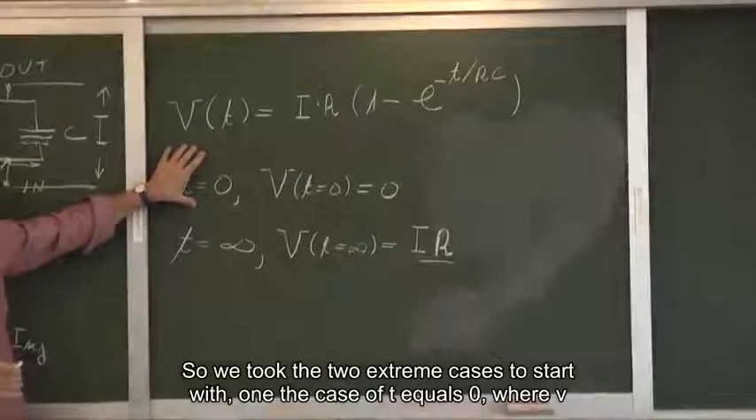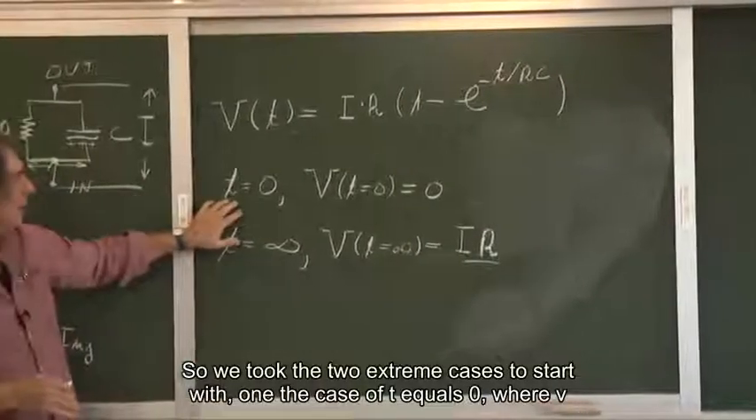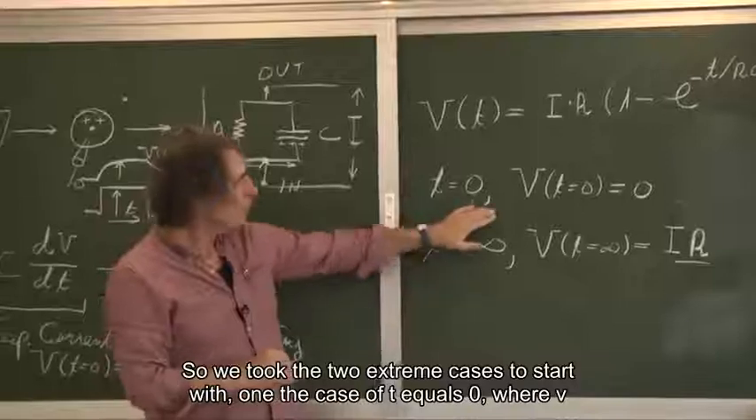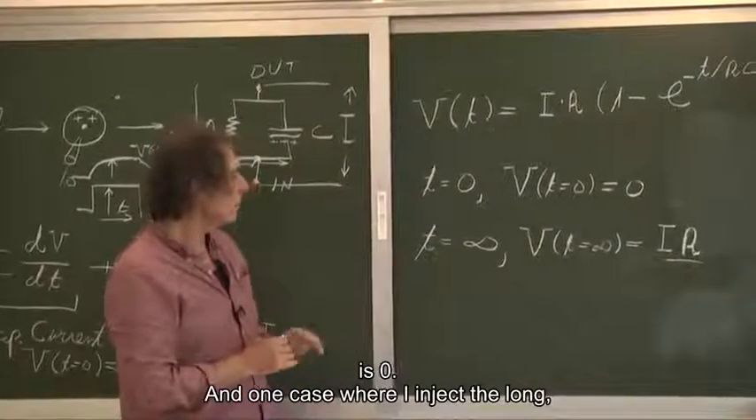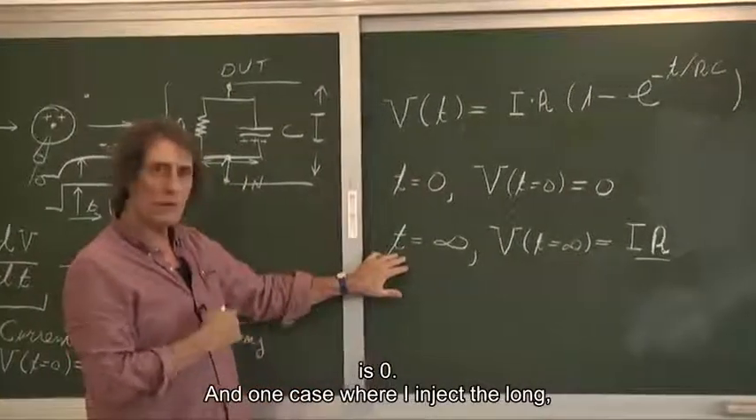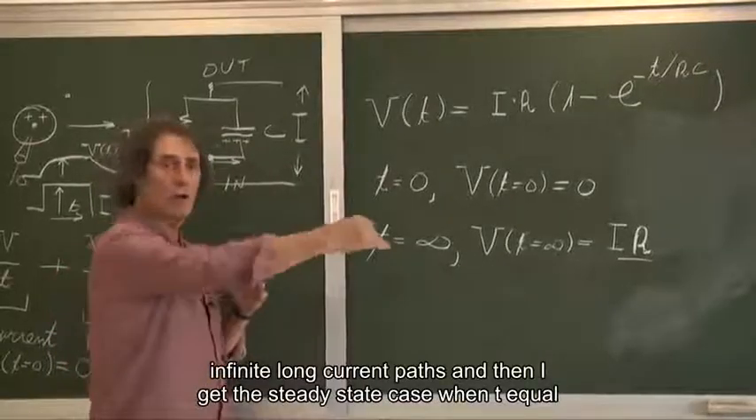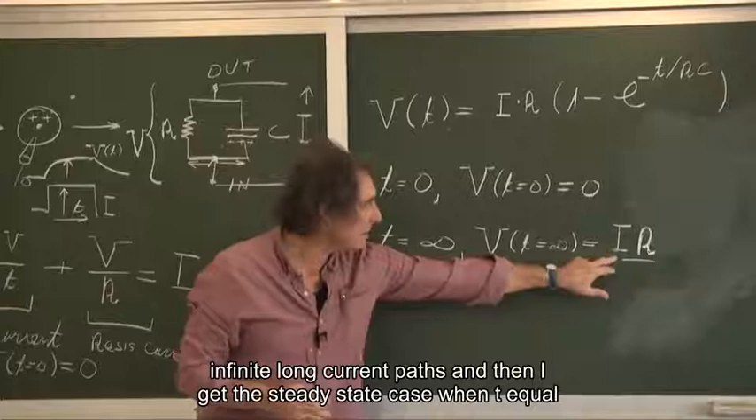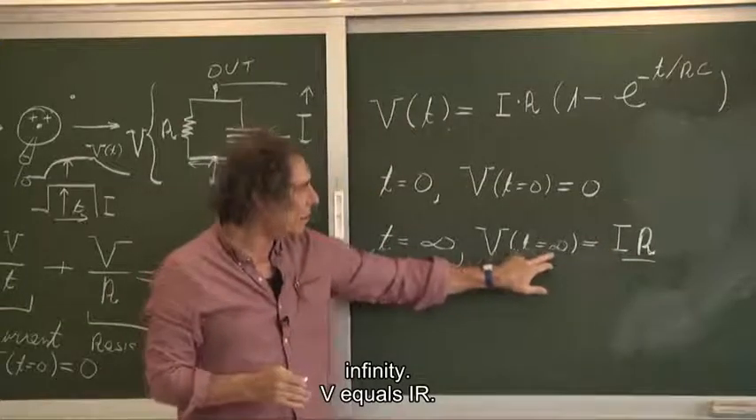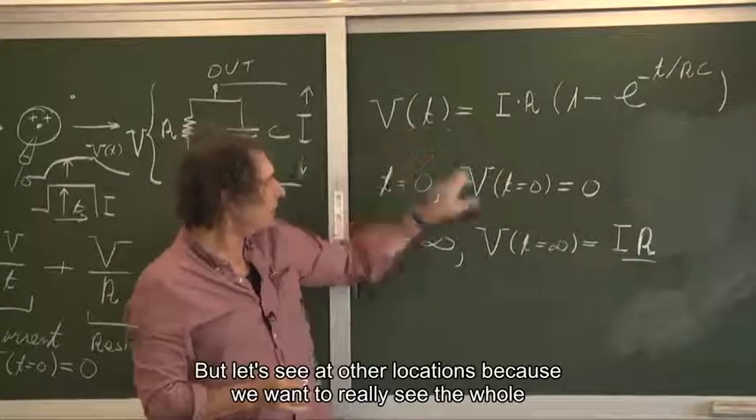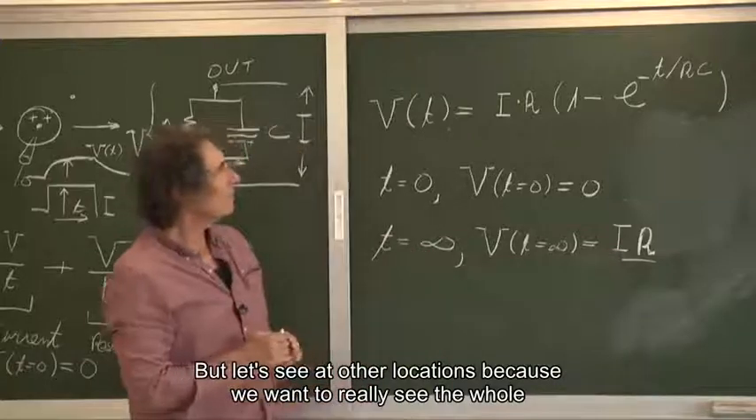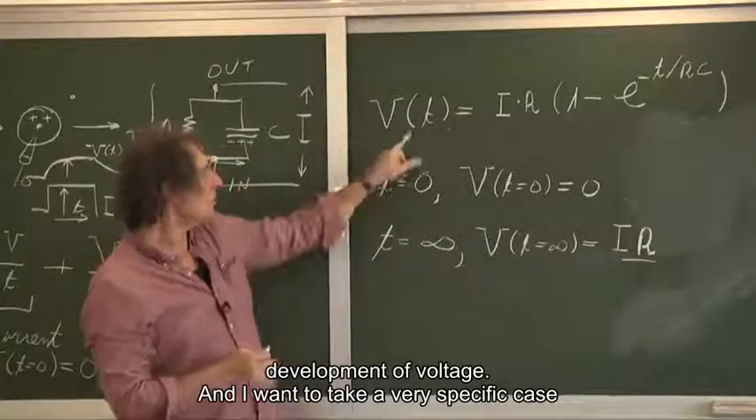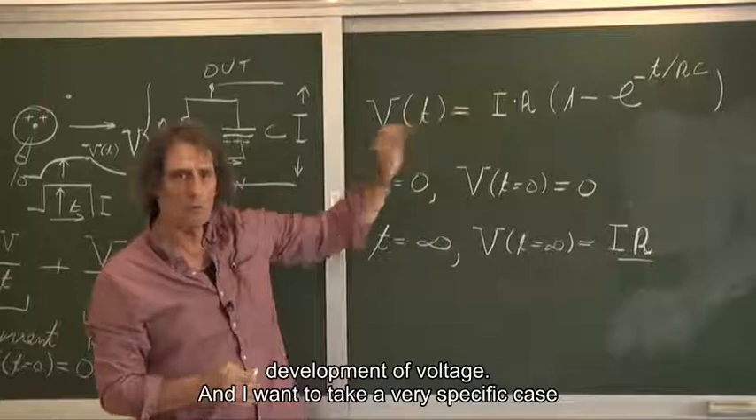So we took the two extreme cases to start with. One, the case of t equals 0, where v is 0. And the other, the case where I inject a long, infinitely long current pulse, and then I get the steady state case when t equals infinity, v equals IR. But let's see at other locations, because we want to really see the whole development of voltage.